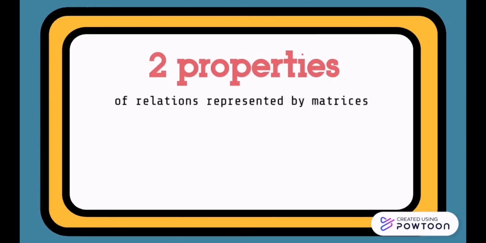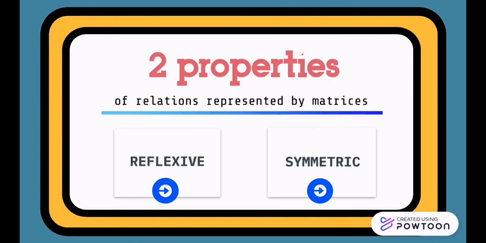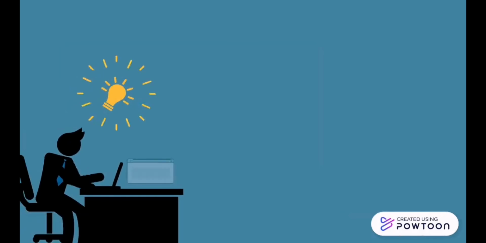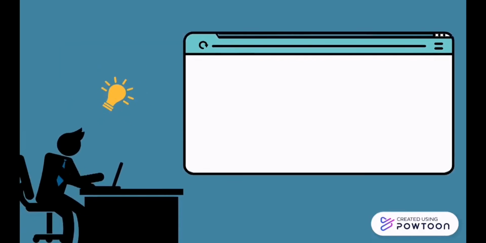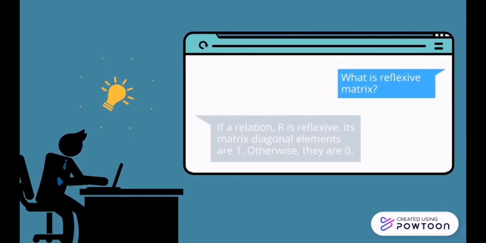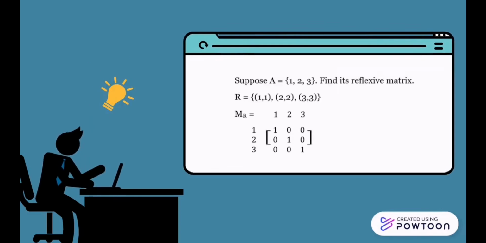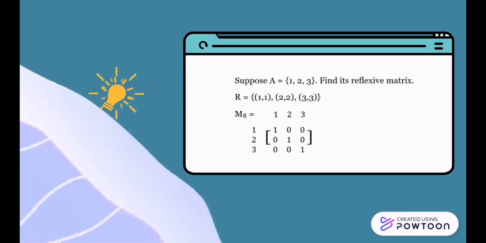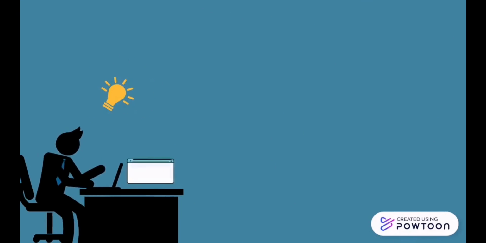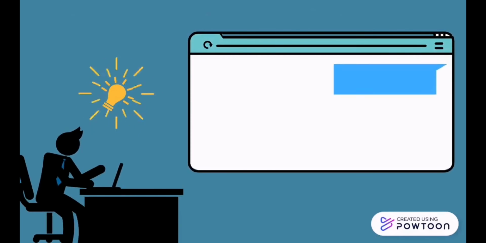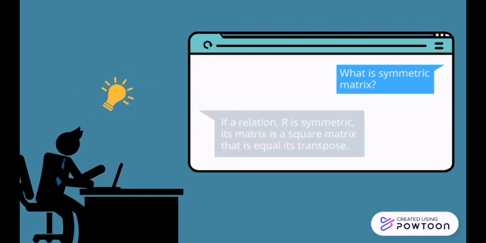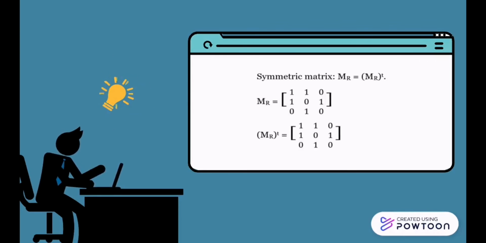A matrix can be reflexive and symmetric. In the example, relation is reflexive. Therefore, there is a diagonal pattern of element 1 in the matrix. In this example, the original matrix is equal to its transpose. Therefore, the matrix is symmetric.